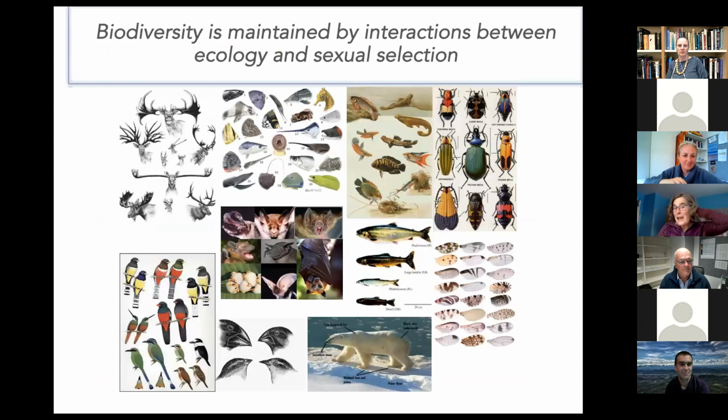And so I hope I've convinced you that biodiversity can be maintained by interactions between sexual selection and ecology. And I think this actually connects to Daniel's points about how different aspects of ecology are fostering speciation over maybe more macro scales.